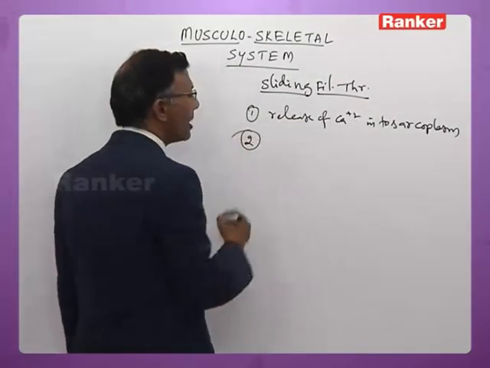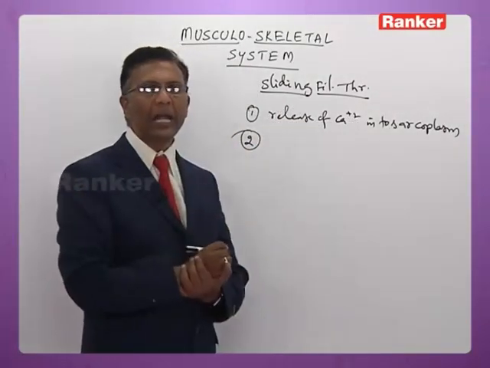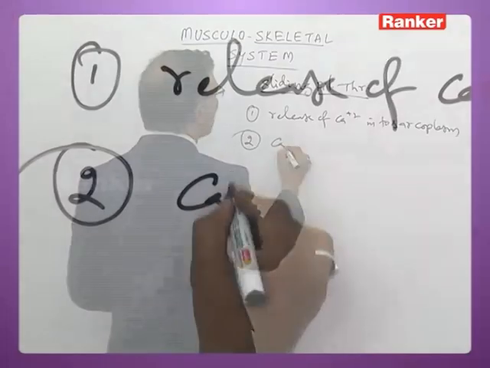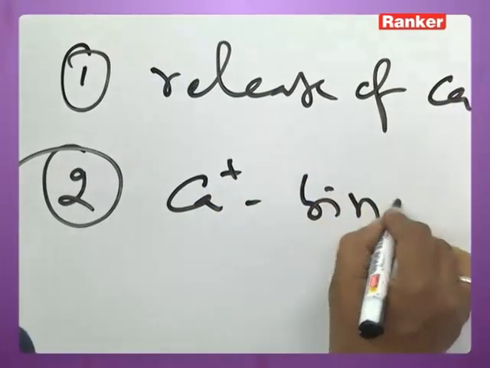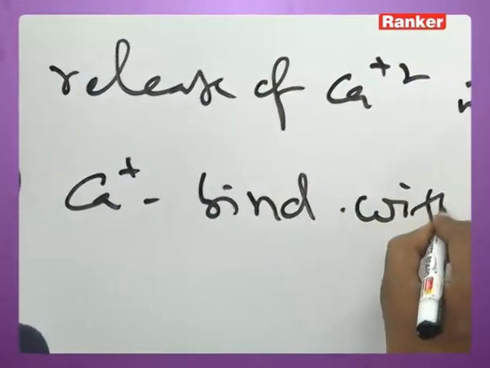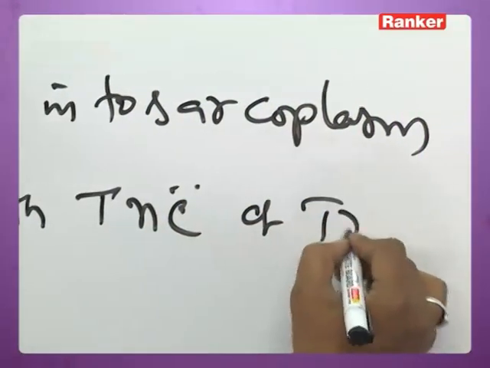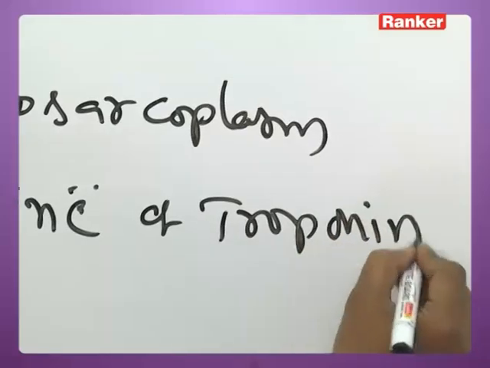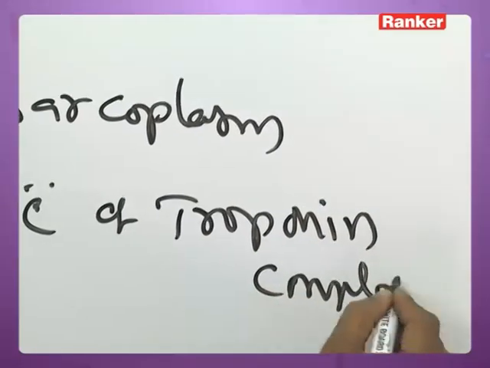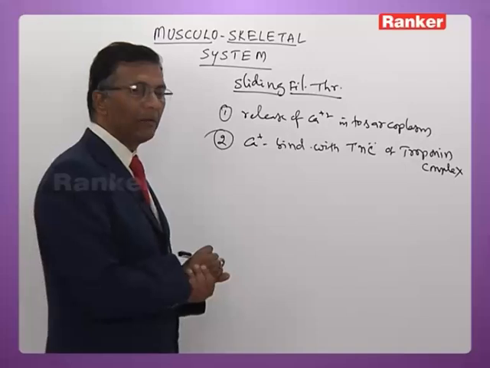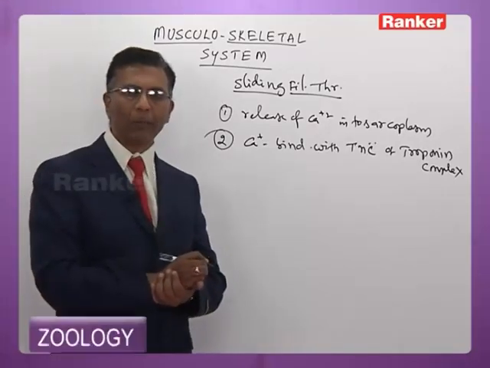Now, these calcium ions combine with the TNC. Calcium ions bind with the TNC molecule of the troponin complex.